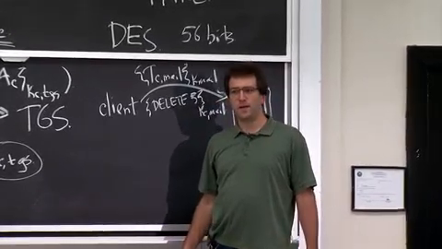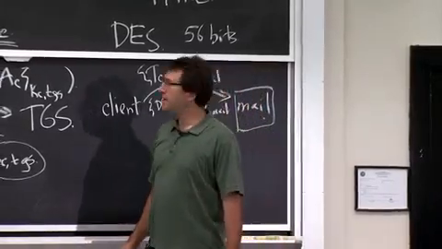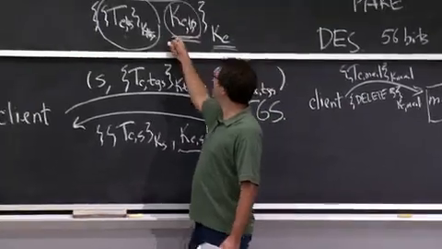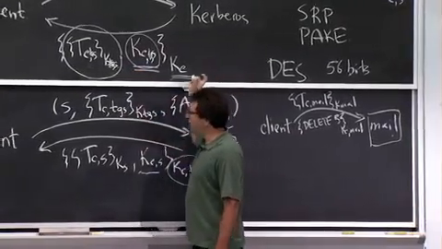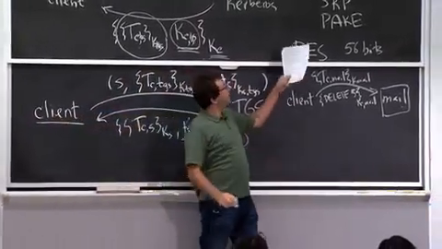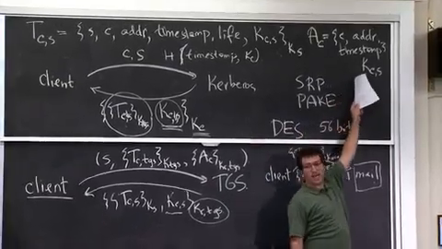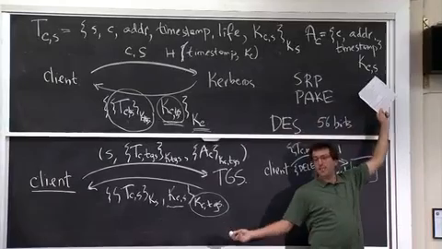You had a question? Yeah. Kerberos initially sends the TGS ticket and KCTGS. Where is the AC, the authentication ticket? So AC, those authenticators, are actually generated by the client. Note that the client only needs KCS to generate an authenticator. So the client can make these up anytime it wants.